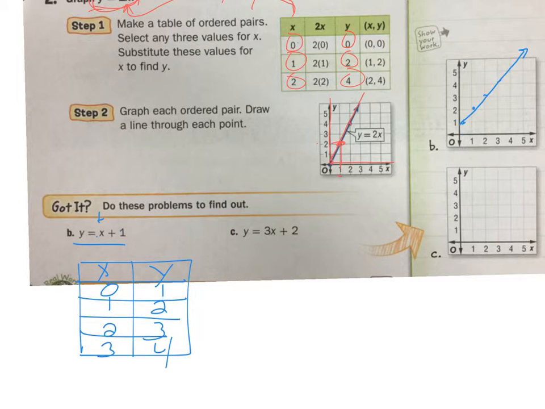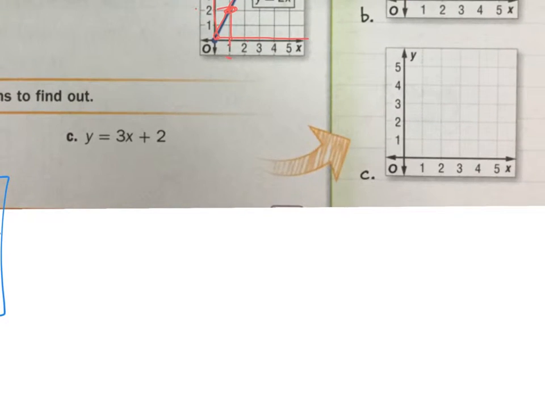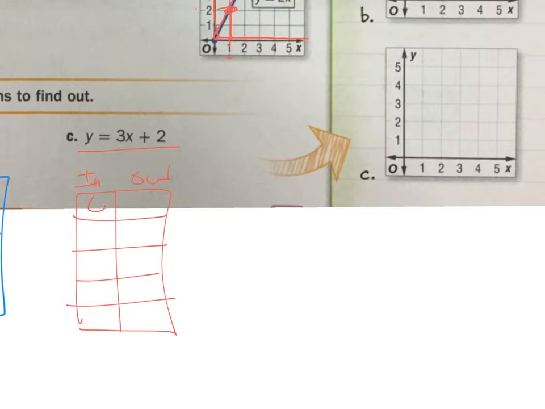Let's do C. We have y equals 3x plus 2. Okay? I'm going to just do a little table, a little in, a little out. And I kind of like to start with 0. Let's just go 0, 1, 2, 3. We can go to 4 this time.